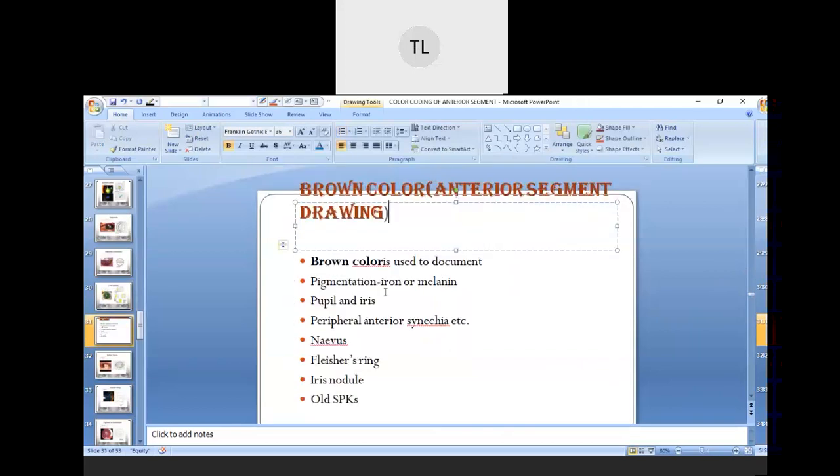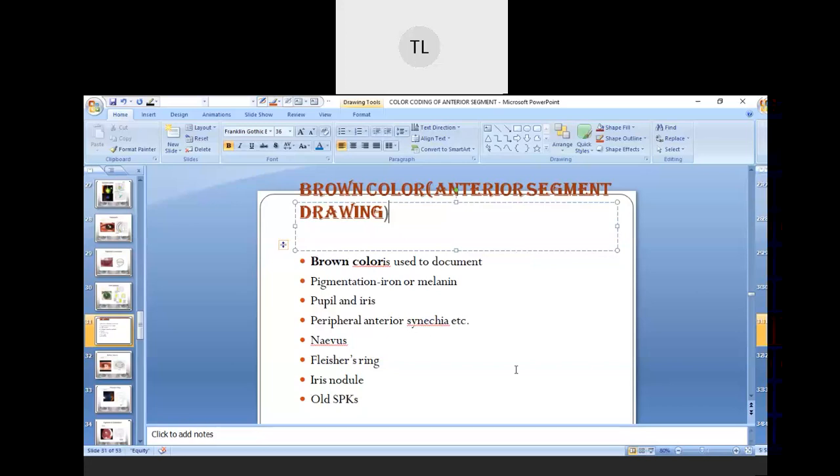Okay. So the brown color is basically used to document the pigmentation, that is iron or melanin pigment. And for the drawing of the border of the pupil and the iris, we also use the brown color. And then peripheral anterior synechia, the nevus, Fleischer rings, iris nodules, and your old SPK.